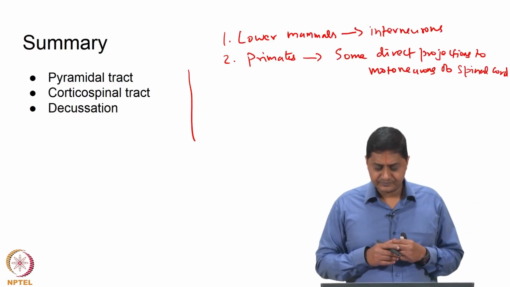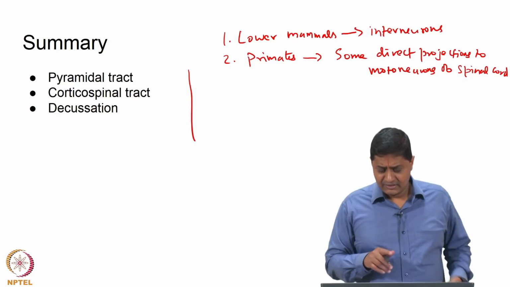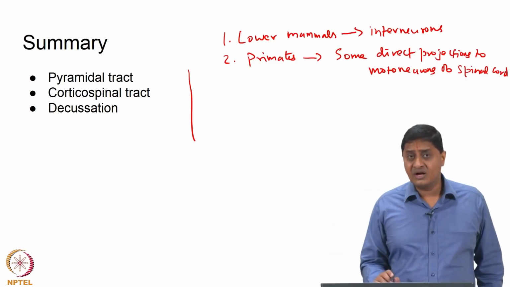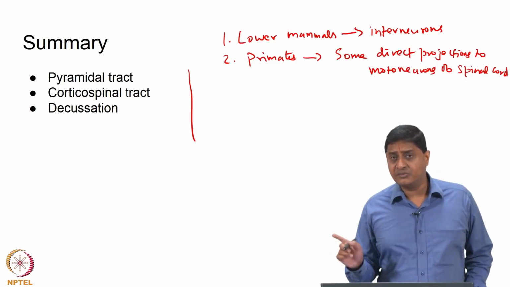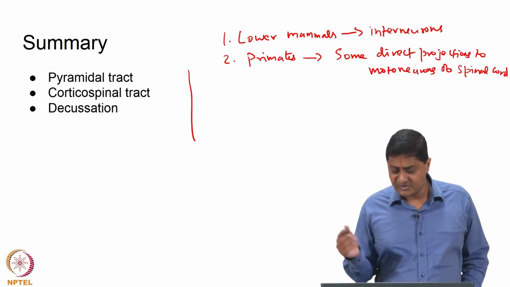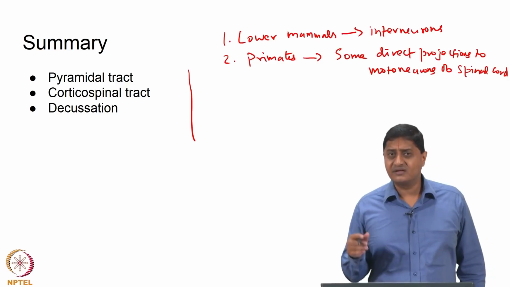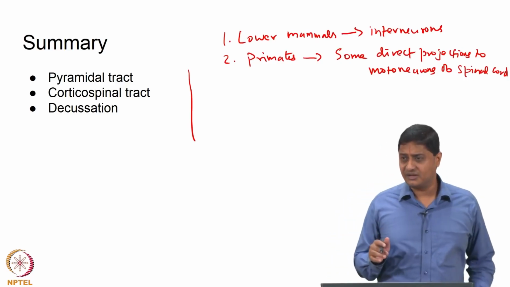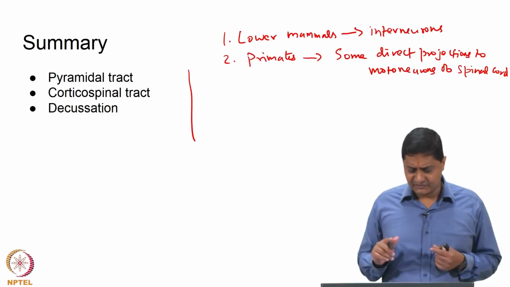Now, also what we have not discussed is the role of the non-cortical projections to the spinal cord. We have not discussed that in this class, we must discuss it in future. These are the rubrospinal, reticulospinal, vestibulospinal pathways. We will discuss that in future.